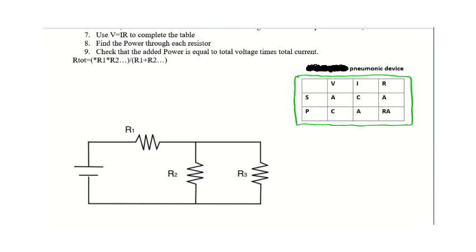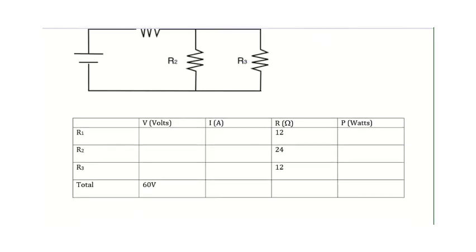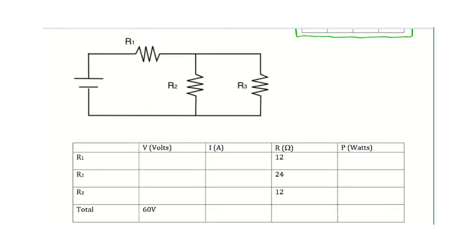Just like in the other two circuits, we're going to begin by labeling the circuit based on the information provided in the VIR table. So we have 60 volts total, so we're going to indicate that. Again, the longer side is positive, the shorter side is negative. And the zigzags still indicate resistors, so we have a 12 ohm resistor 1, a 24 ohm resistor 2, and a 12 ohm resistor 3.